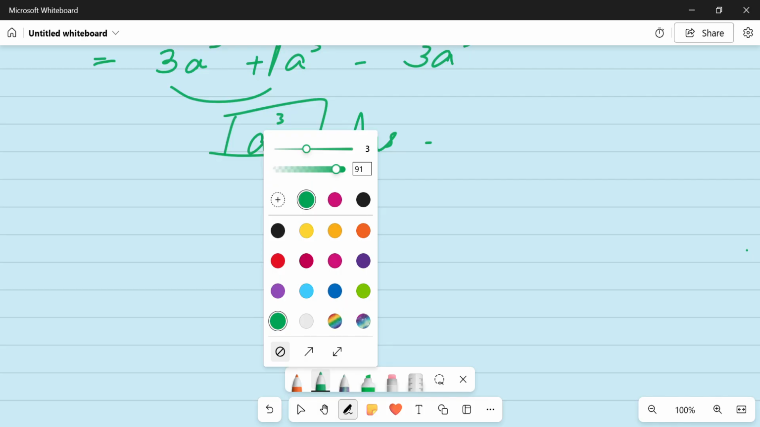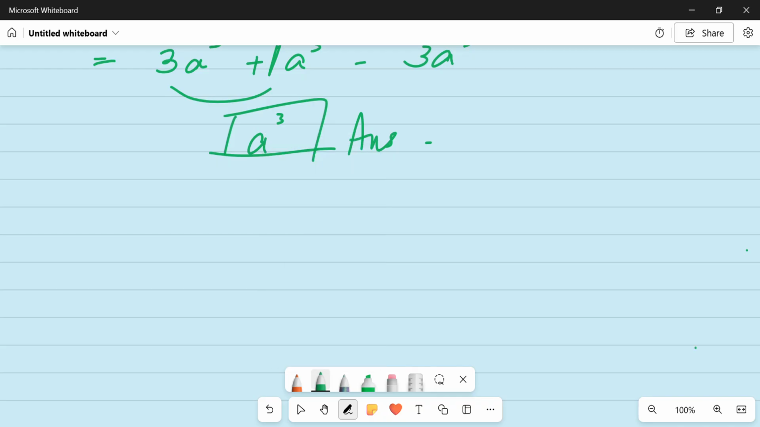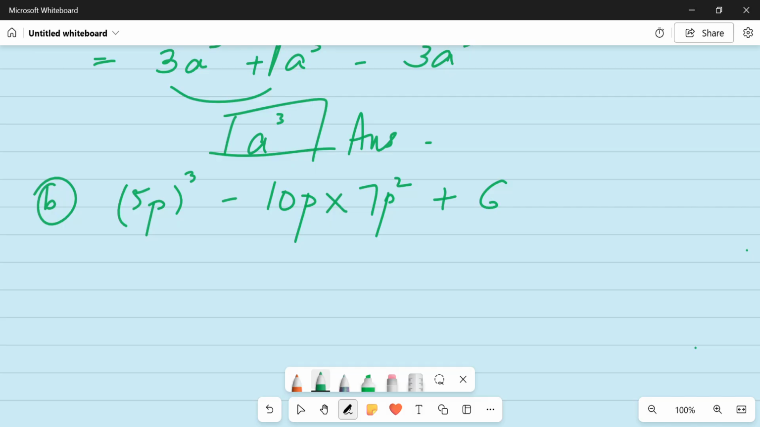We have (5p)^3 minus 10p into (7p^2 + 6/(p - 3)). Okay, I'm solving this part. (5p)^3, then minus sign, 10p times 7p^2 plus 6 over p minus 3.